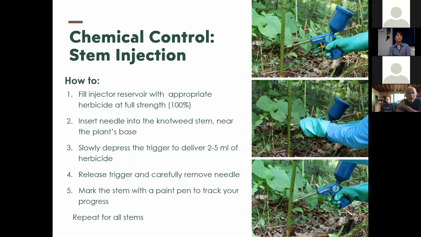So we'll fill our reservoir with herbicide. This is a technique that utilizes herbicide at full strength. So basically right out of the jug and right into the tool. No dilution is needed. We'll insert the needle of the injection tool into the knotweed stem near its base. This is often performed between the second and fourth node, or little ring on the stem of the plant. We'll slowly depress the trigger of our injection device to deliver 2 to 5 milliliters of herbicide into the stem. We'll release that trigger, carefully remove the needle, and mark that stem so we can track our progress.